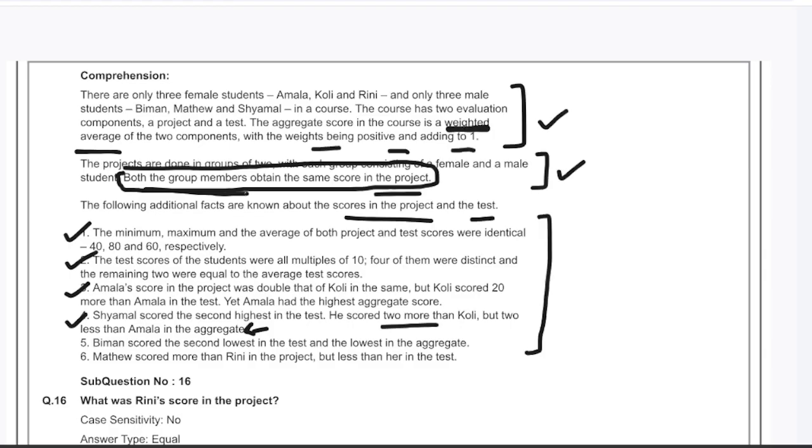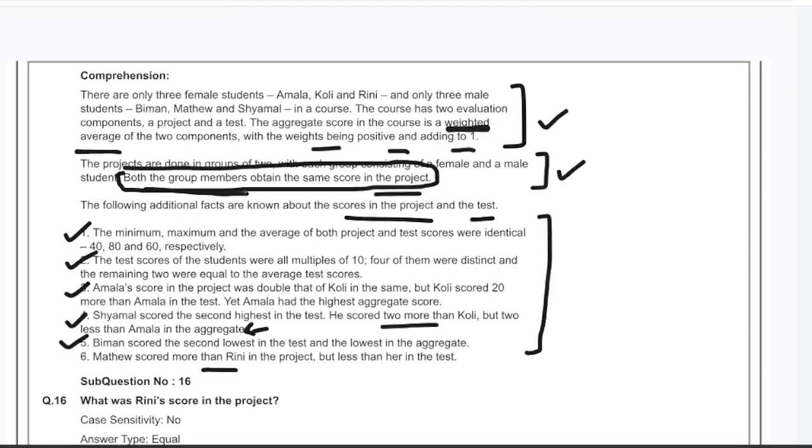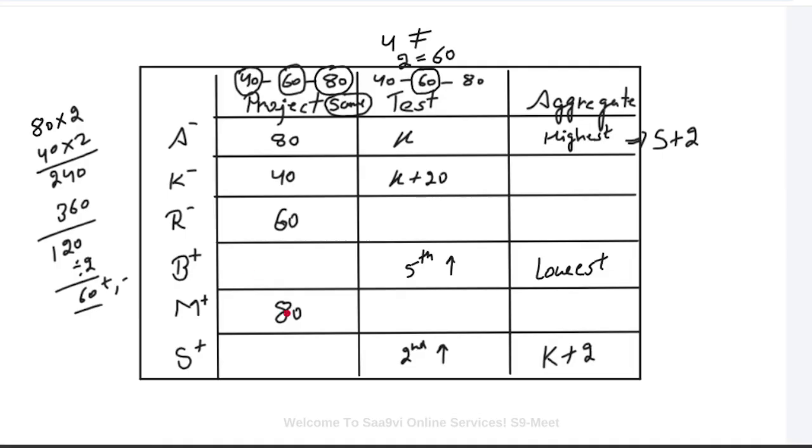And the next we have: Mathew scored more than Rini in the project. So Mathew scored more than Rini. Rini scored 60, so Mathew scored 80. That means the group was for A and M, because in the project they are going to score the same, whosoever the group partners, but less than her in the test. So Mathew got less than Rini in the test. So in the test, if Rini got Y, then Mathew got less than Y. This is how we can say it concluded.